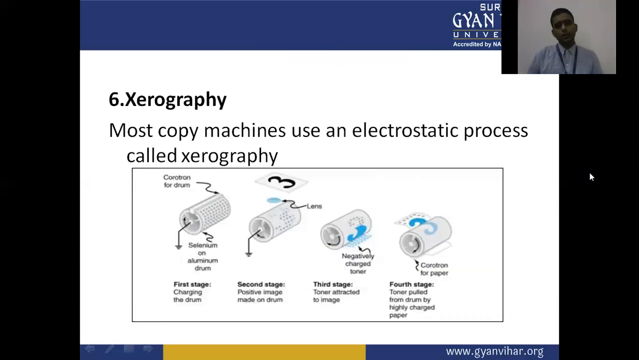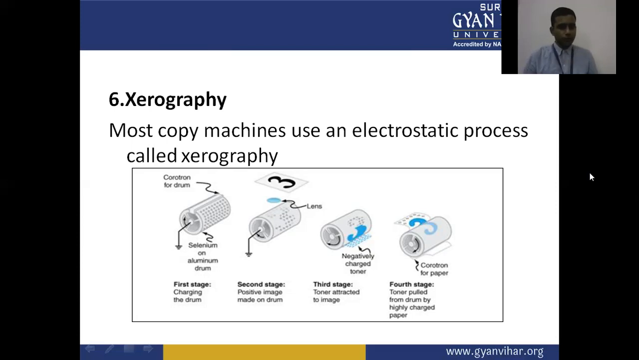The next application area of electrostatics is xerography, or Xerox. Most copy machines, or Xerox copy machines, use an electrostatic process called xerography. Here we have a photoreceptor, or a drum, that is a selenium on aluminum drum. First stage, charging the drum. Second stage, the positive image is made on the drum.